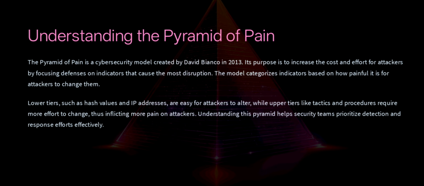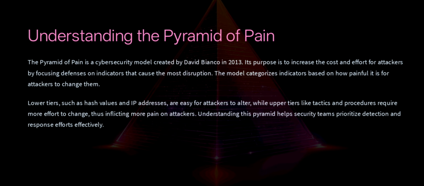Understanding the layers of the pyramid. 1. Hash values. Hash values are cryptographic representations of files or data. In cybersecurity, they are often used to uniquely identify malicious files such as executables, scripts, or documents. While hash-based detection is fast and simple, it is also fragile. A single bit change in a file results in a completely different hash, making this indicator trivial for adversaries to evade by recompiling or modifying their code. Despite their limited resilience, hashes remain a foundational element of antivirus and endpoint detection systems.